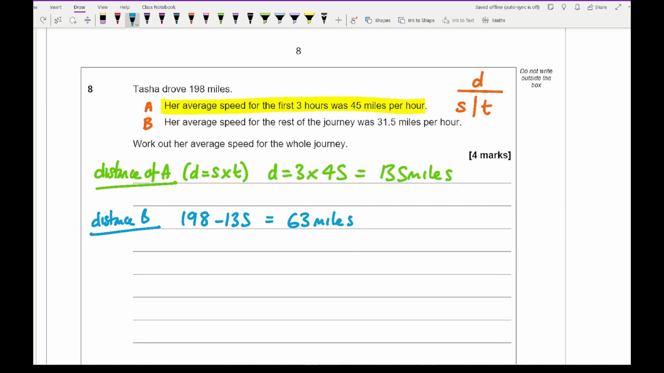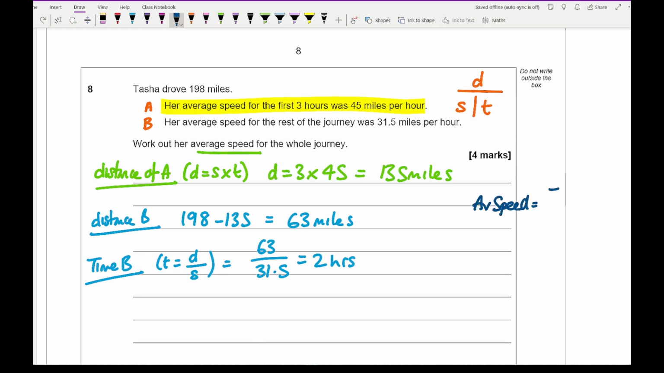Then from this, I can then work out the time for B. So looking at this, I've got the distance, so time equals distance divided by speed. So the distance is 63 and the speed was 31.5, which gives me an answer of 2 hours. So from this, to work out the average speed, so average speed is equal to the total distance divided by the total time.